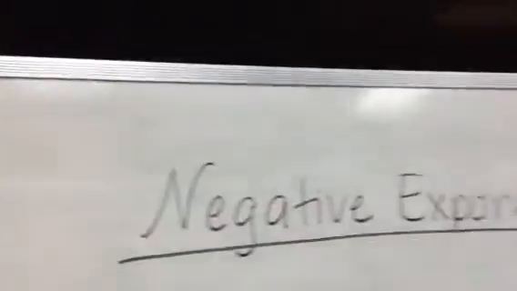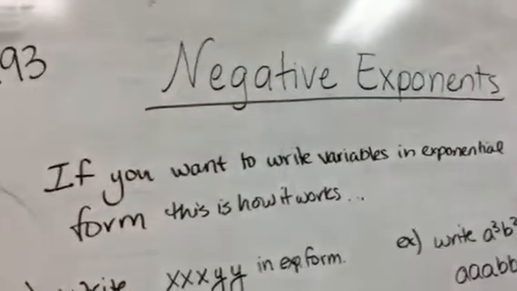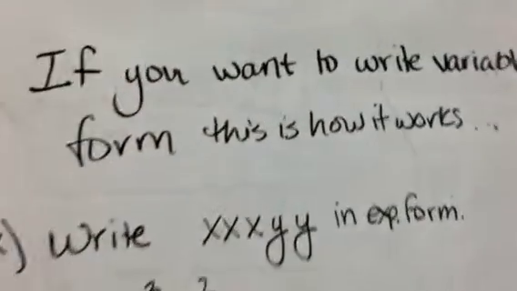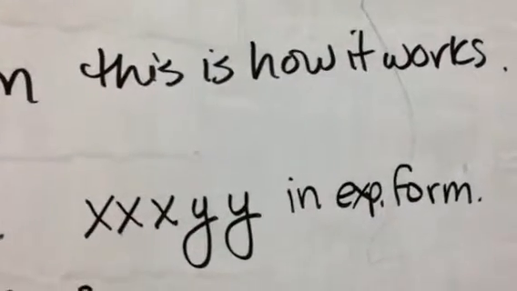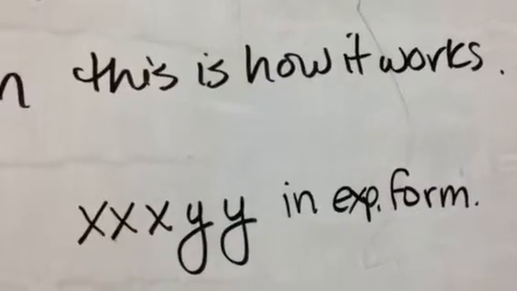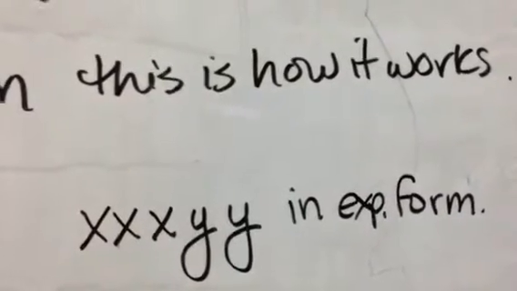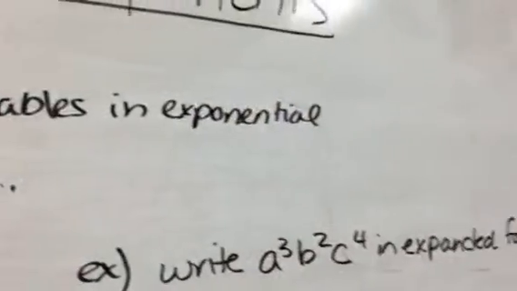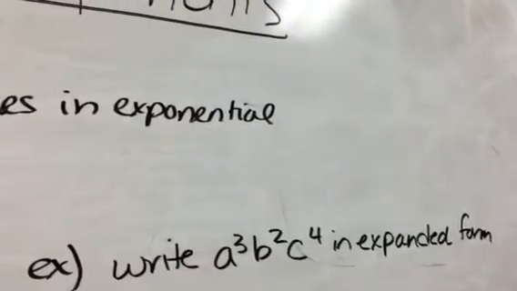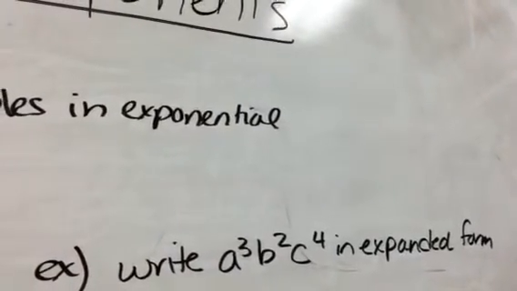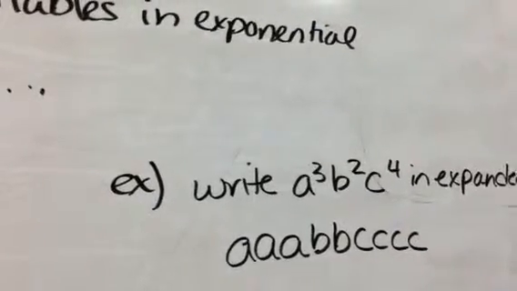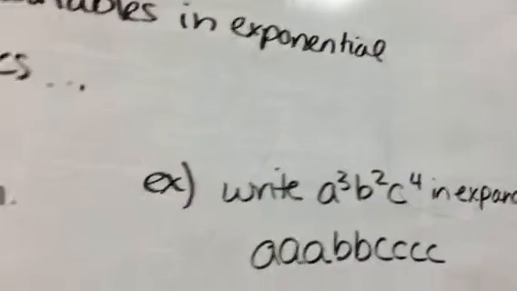Today we're doing negative exponents. If you want to write variables in exponential form, this is how it works. If you have to write x, x, x, y, y in exponential form, count up your x's, 1, 2, 3. Count up your y's, 1, 2. That would be x cubed, y squared. If you wanted to write a cubed b squared c to the fourth in expanded form, you just write a 3 times, b 2 times, and c 4 times.